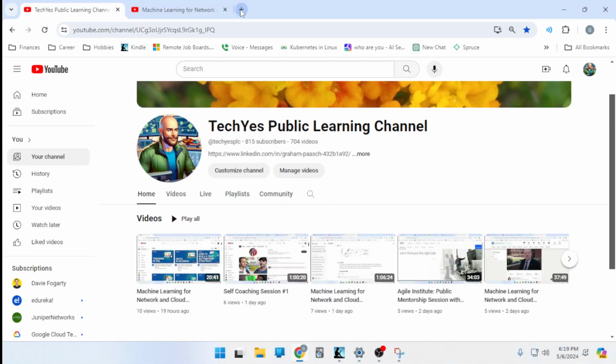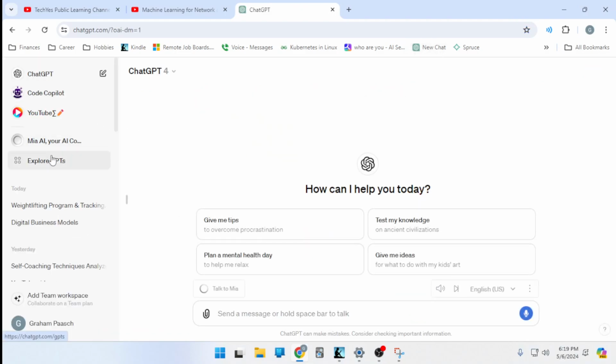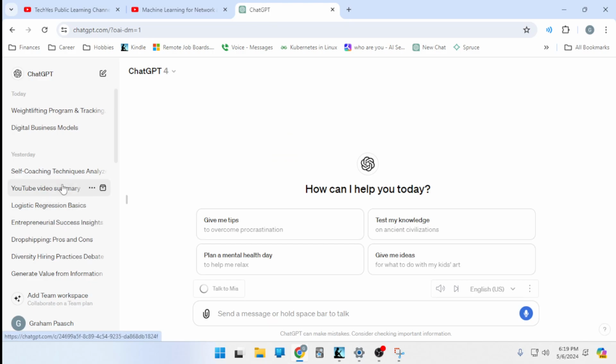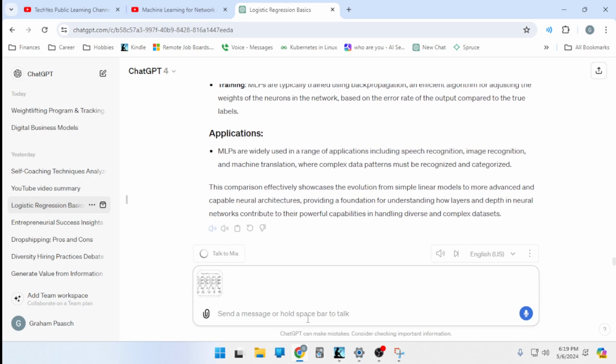I'm not sure what is meant by feed-forward. So let's feed it to ChatGPT.